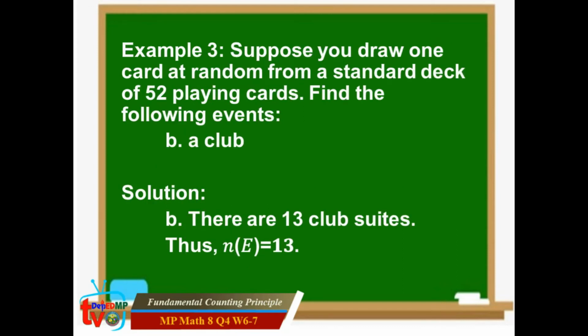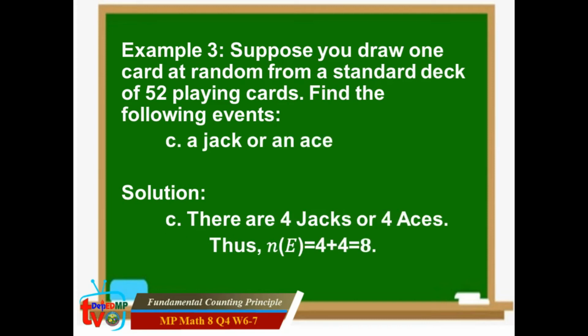Letter B. Find the following events. A club. Solution. There are 13 club suits. Thus, n(E) is equal to 13. Letter C. Find the following events. A jack or an ace. Solution. There are 4 jacks or 4 aces. Thus, n(E) is equal to 4 plus 4, which is equal to 8.